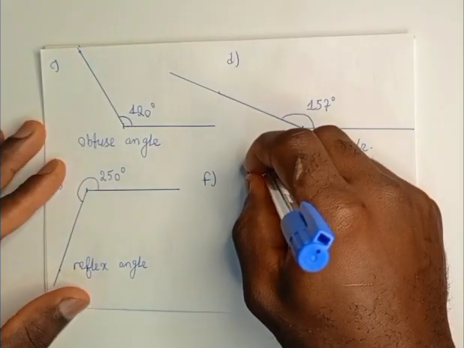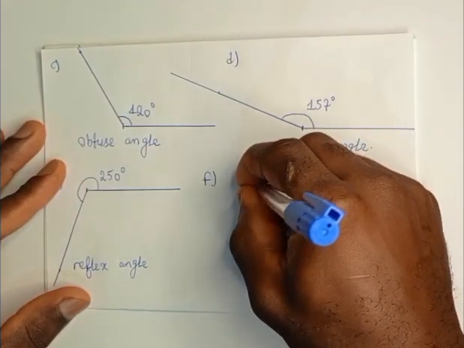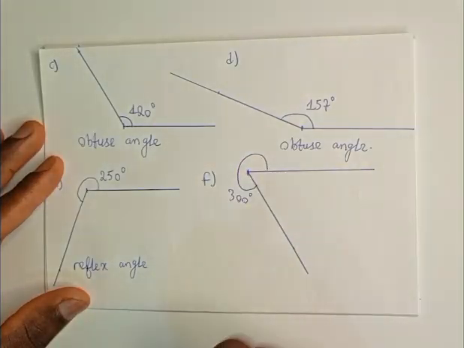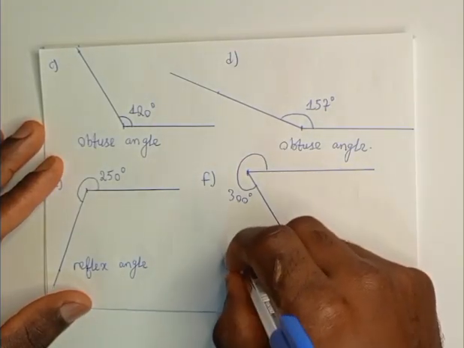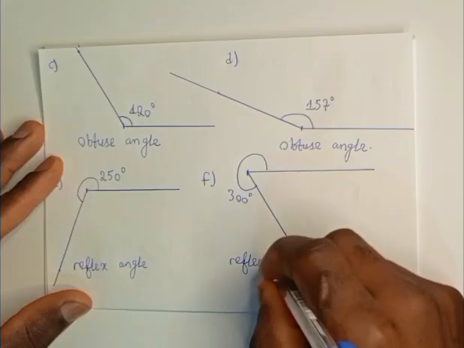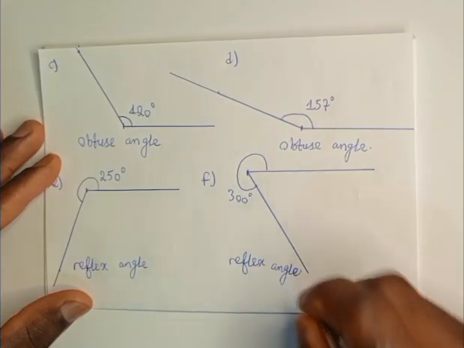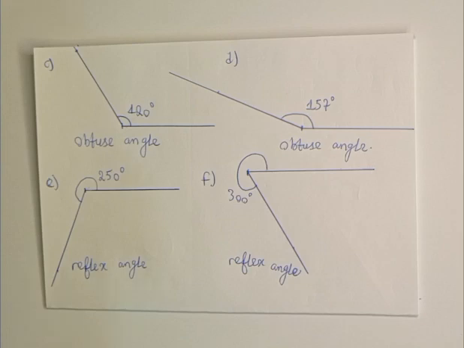Then we label the angle. This is the angle 300 degrees, which is the reflex angle. It lies between 180 degrees and 360 degrees. We move now to G. For G, we have to draw the angle 319 degrees.